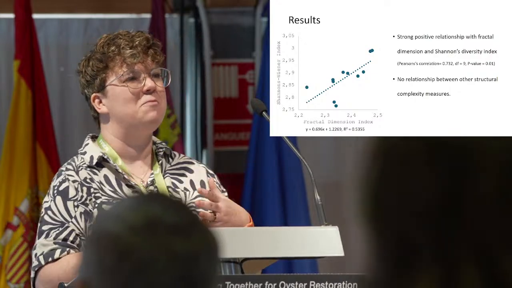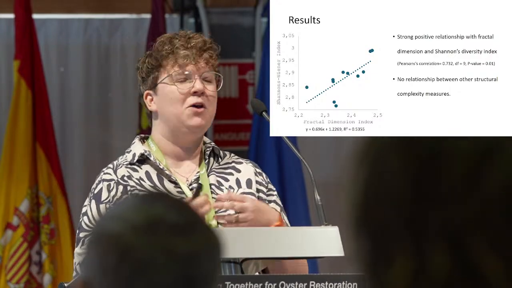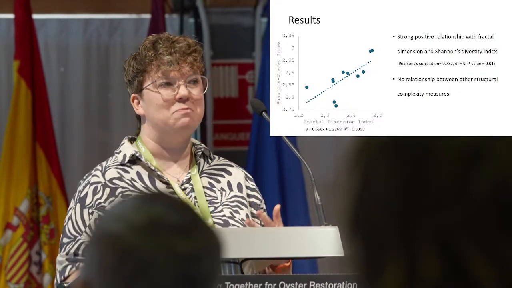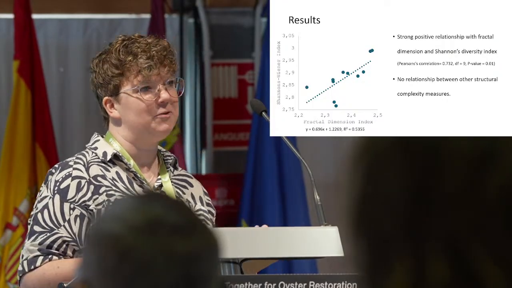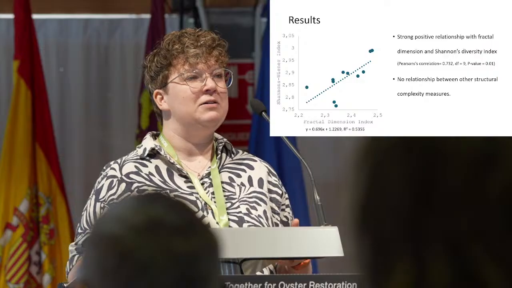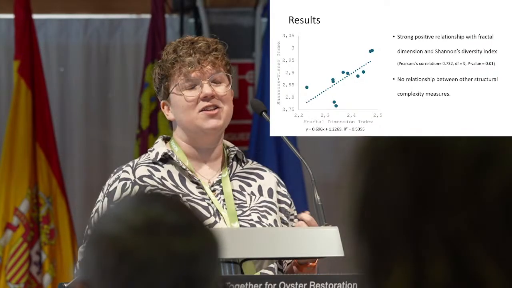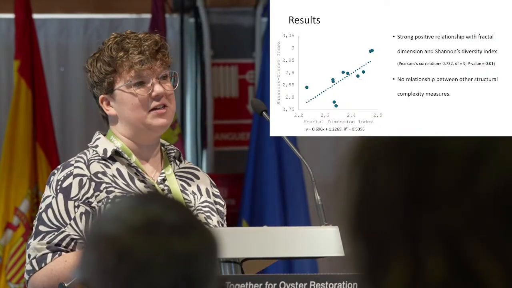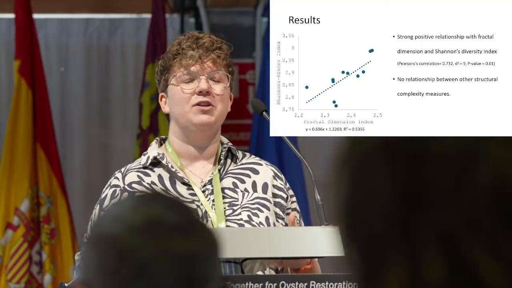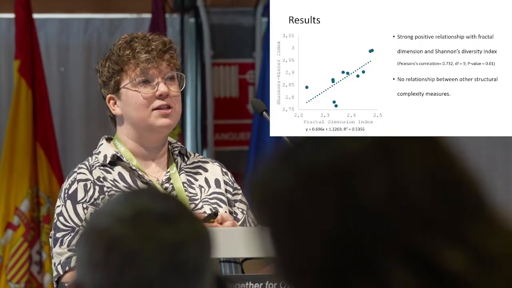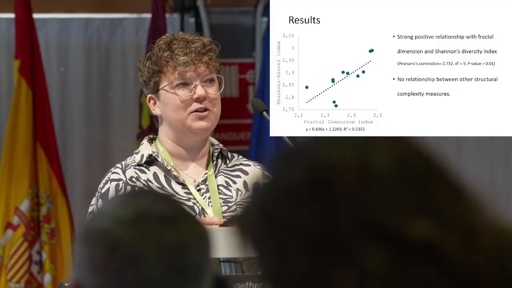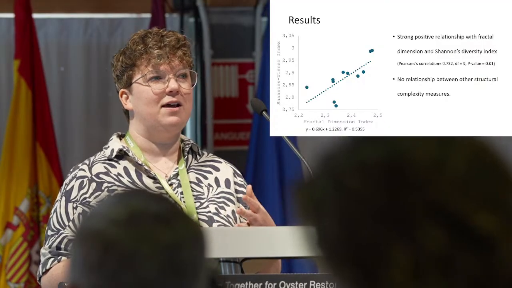There we go. So our main results from all the different measures: we found that fractal dimension was the most significant when compared to Shannon Wiener species diversity. Which is just great to see such a strong positive relationship. The other structural measures, 2D and 3D rugosity, were not significant compared to fractal dimension.